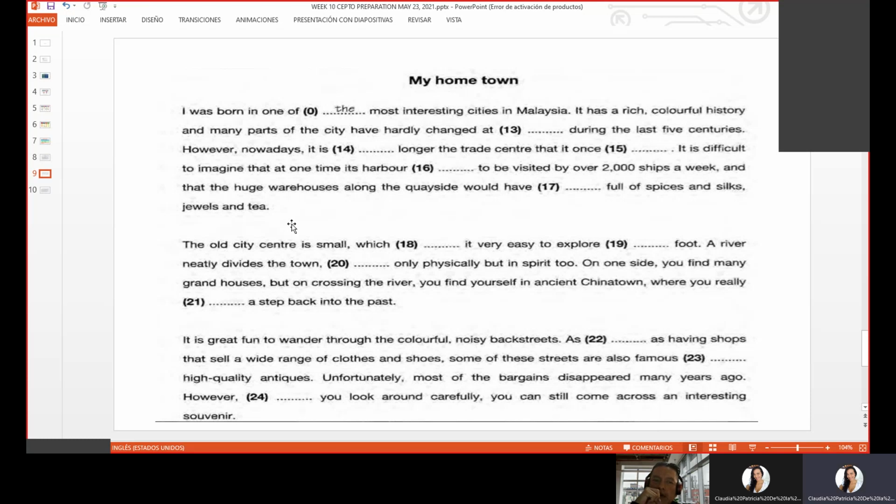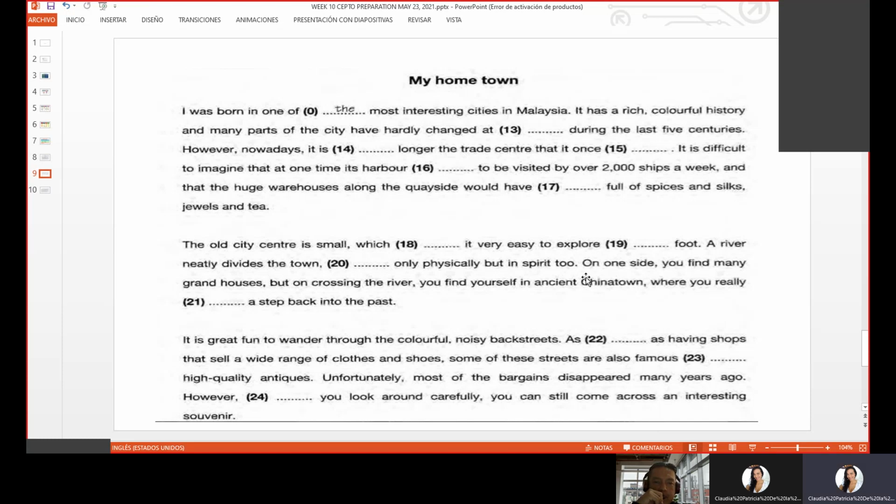A river neatly divides the town. By. No, by. A river neatly divides the town. Is? No, it's not is. A river neatly divides the town, not only physically, but in spirit too.